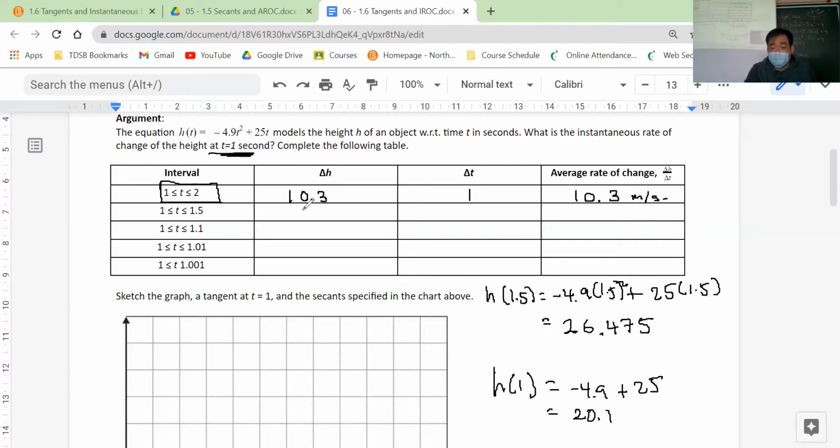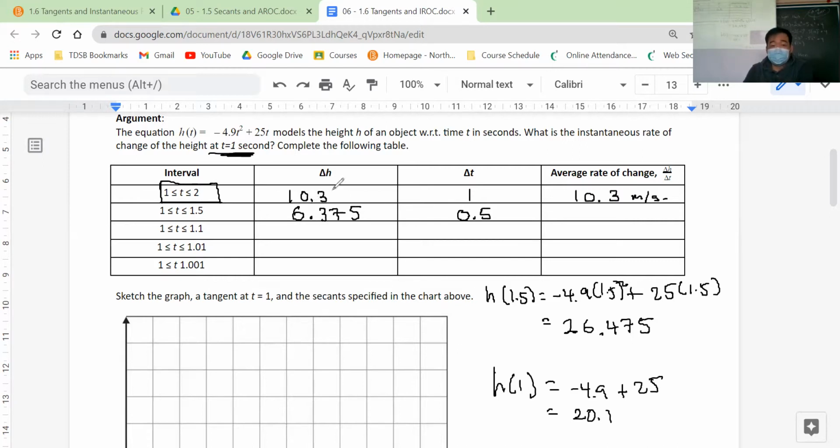I'm going to subtract that. So the difference in time is 0.5 seconds, because 1 to 1.5. And the rate of change between those, that 0.5 second is 6.375. Would we double that?